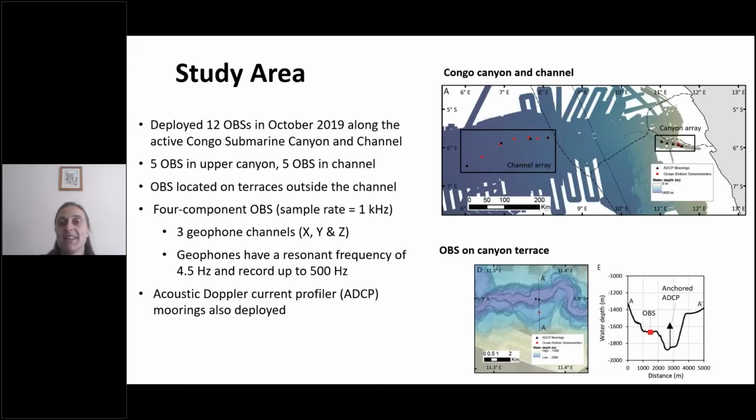Very briefly on the study area, because it's already been really well introduced, we deployed ocean bottom seismometers in the Congo Submarine Canyon and Channel in 2 different locations.